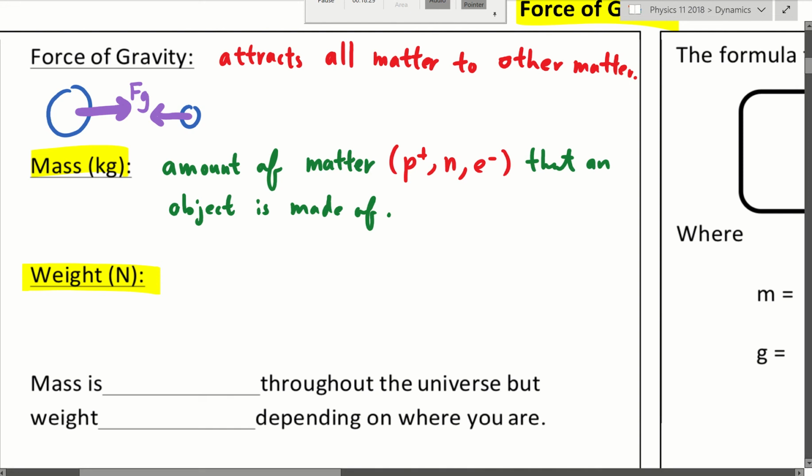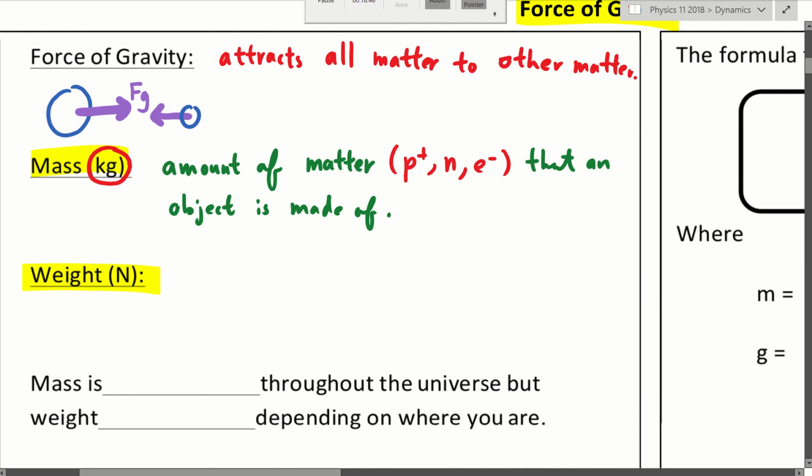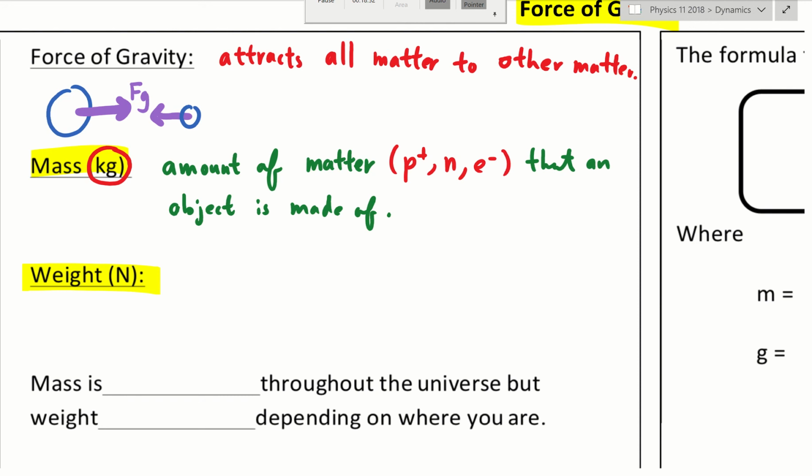So, now, answer this question. What is your mass on Earth? Now, the answer would be 50 kilogram, 60 kilogram, 70 kilogram. Mass is measured in kilogram. Okay? Mass is measured in kilogram. So, every proton, neutron, electron in you is a small amount of that kilogram, and then you multiply. So, if they say your mass is 50 kilogram, that's how many protons, neutrons, electrons you have.